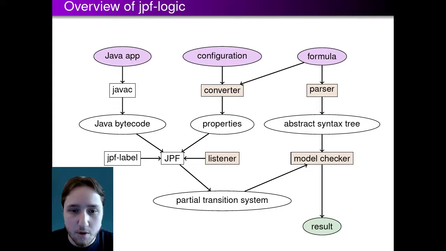The brown boxes are the components that we developed for our tool. The white boxes are components developed by others that we use in our framework. We developed a compiler that generates an abstract syntax tree for our formula. The formula and configuration file are used by our converter to generate a properties file for JPF. We also have developed a listener for JPF that generates a partial transition system modeling the Java code. The abstract syntax tree representing the formula and the partial transition system modeling the Java code are provided to our model checker. This model checker verifies whether the partial transition system satisfies the formula.